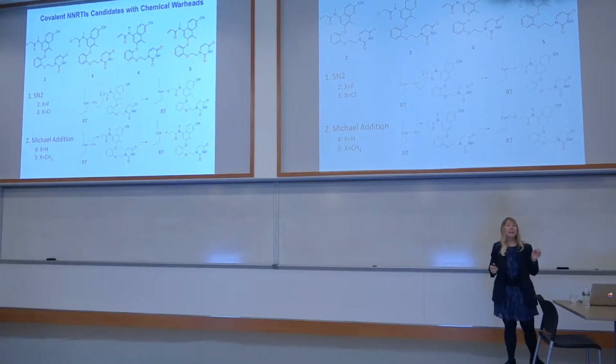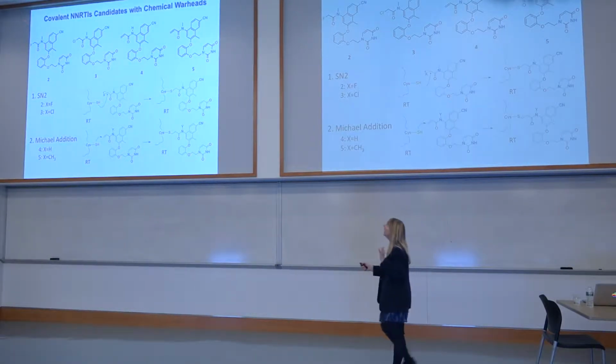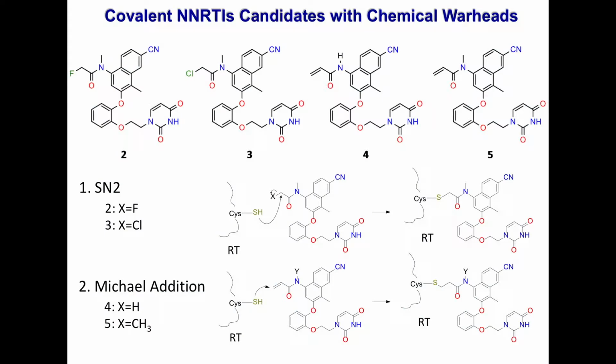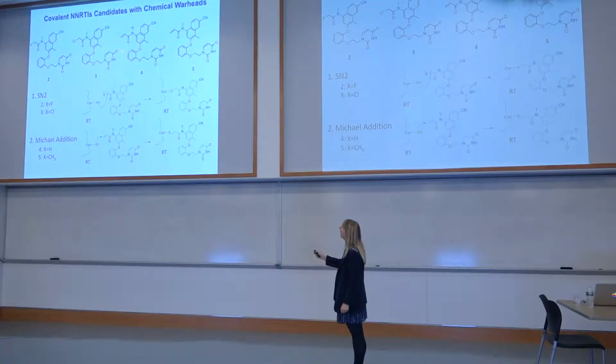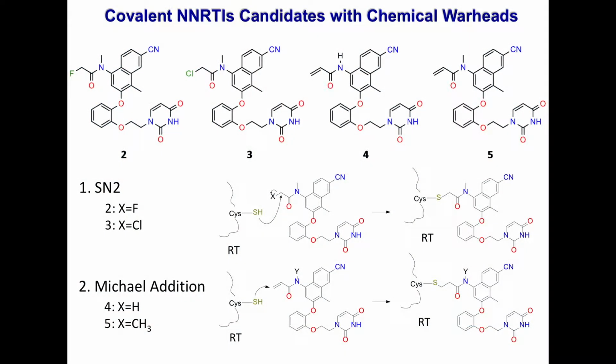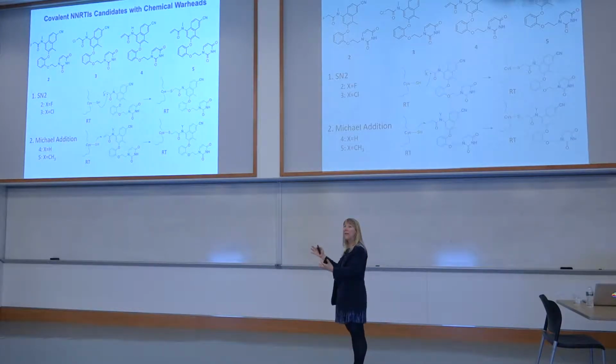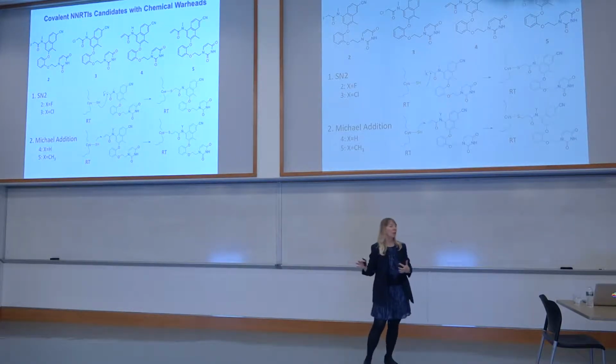And so we made several different types of chemical warheads, as I've illustrated here. So a couple of alpha halo derivatives that would alkylate by this SN2 type attack, displacing the halide, so that's illustrated here. These two type derivatives, and then alpha beta unsaturated carbonyl derivatives illustrated here in 4 and 5, where we would have a Michael addition of that cysteine residue and the alkylation of the enzyme this way. So this was sort of the chemical warhead strategy that we wanted to use.